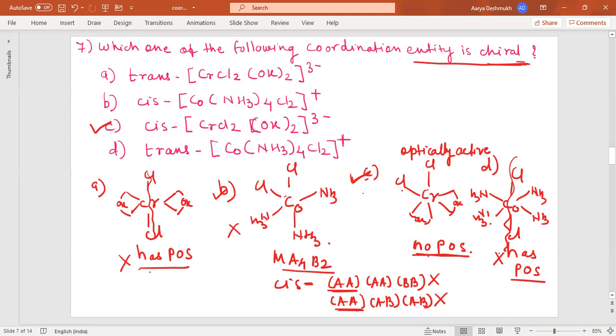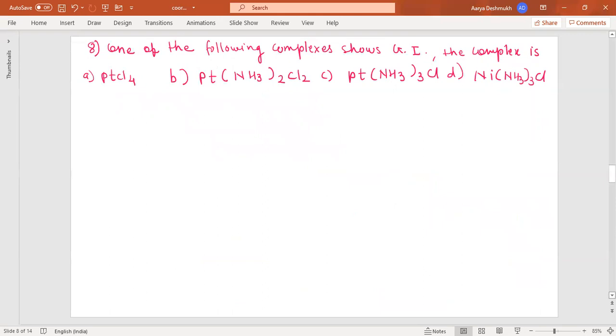Now the next question will go. One of the following complexes shows geometrical isomerism. Which one of the following will show geometrical isomerism? PtCl4. For this one, this is an Ma4 type of complex, so no geometrical isomerism for this. You can go through earlier videos for this explanation.